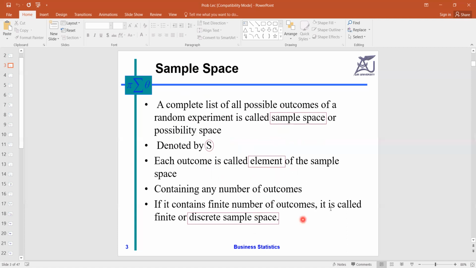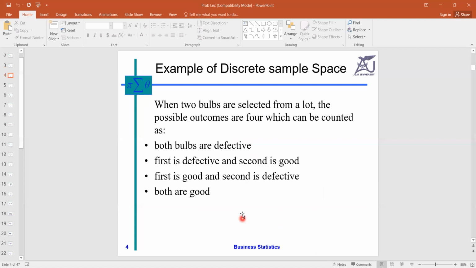And we have two types of sample space: discrete and continuous. If it contains a finite number of outcomes, it is known as a discrete sample space. A finite number of items means a finite list. For example, when two bulbs are selected from a lot, the possible outcomes are four. How can we see this?